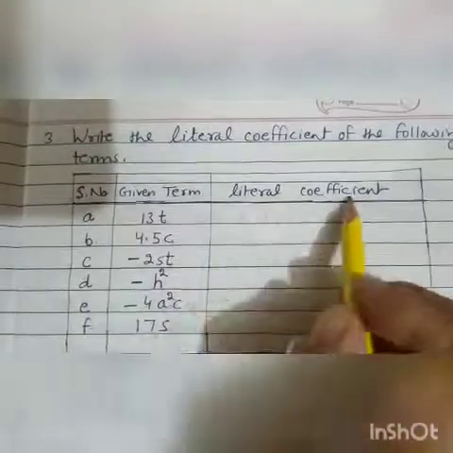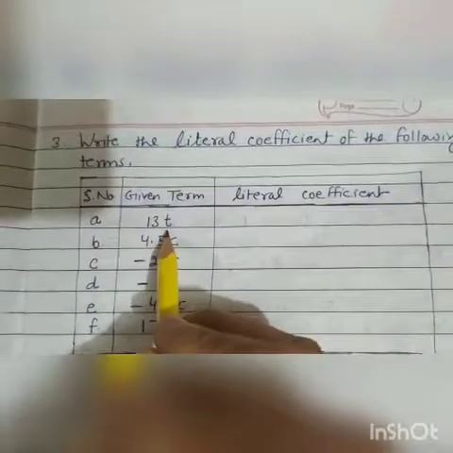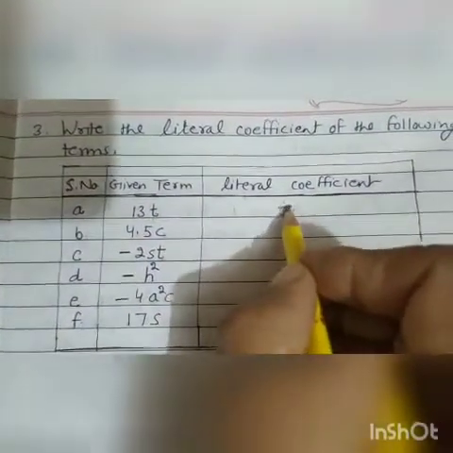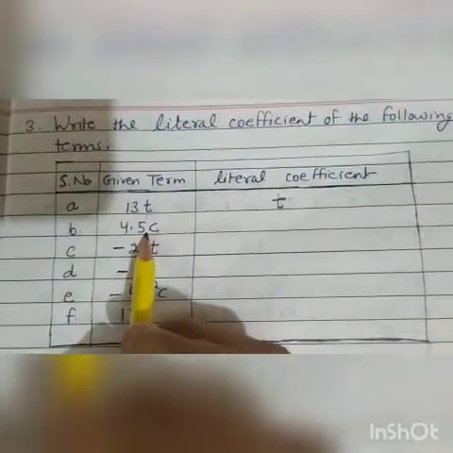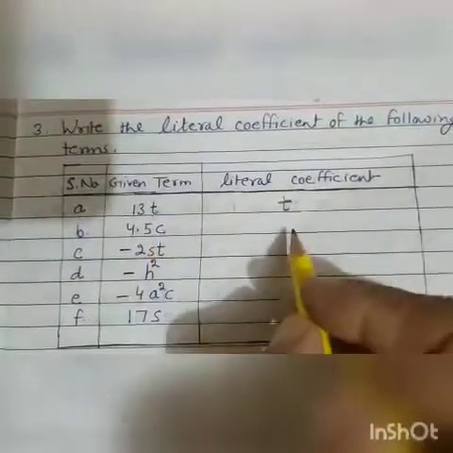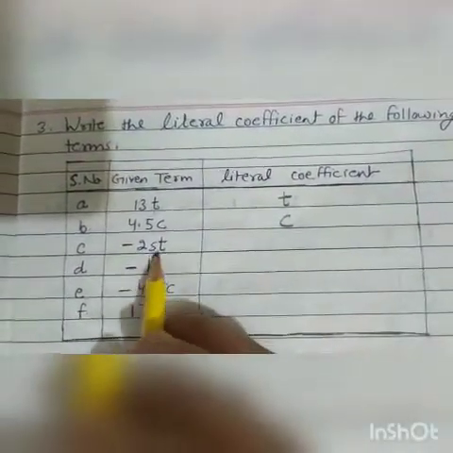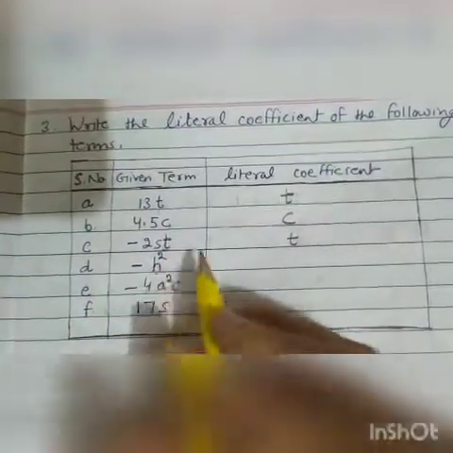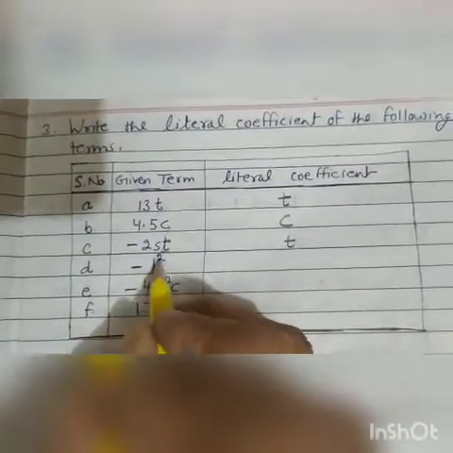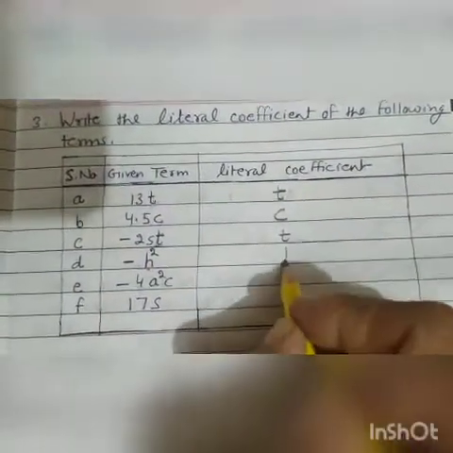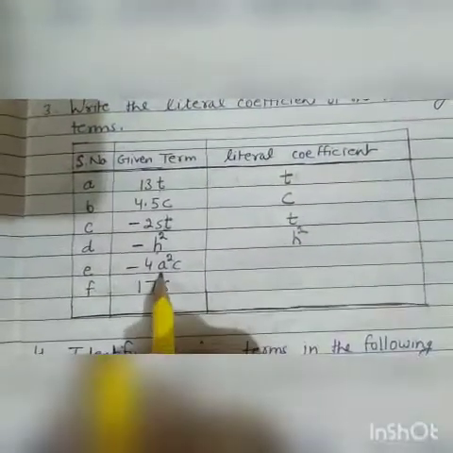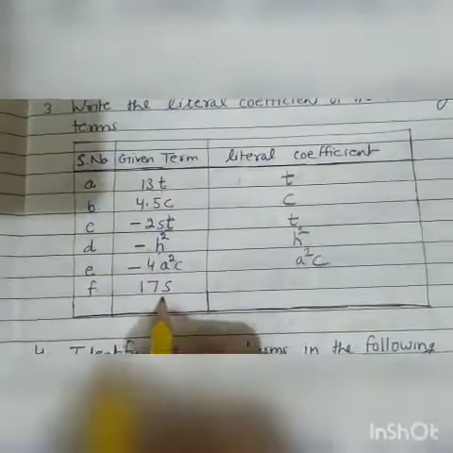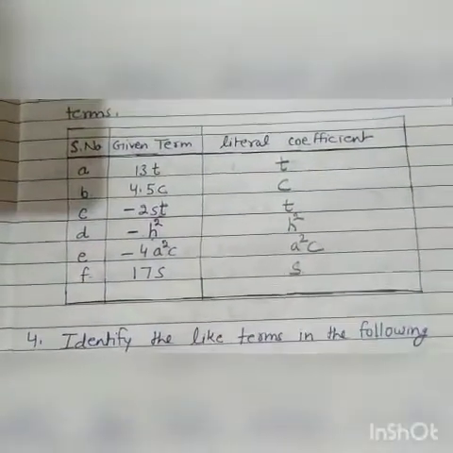So literal coefficient of this term 13t. What is the alphabet here? T. So literal coefficient of this term 13t is t. Next, 4.5c. Literal coefficient of this term will be c. Here what will be the literal coefficient? This t. Here h square. It will be considered minus 1 h square. So literal coefficient will be h square. In this term literal coefficient is a square c. In this term literal coefficient is s.